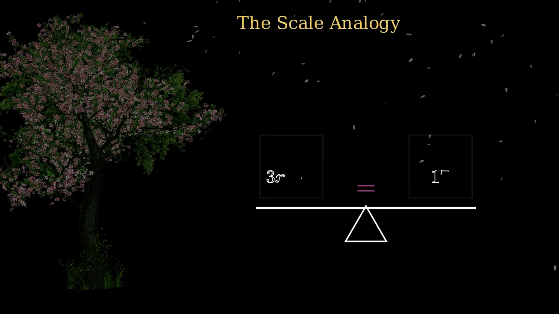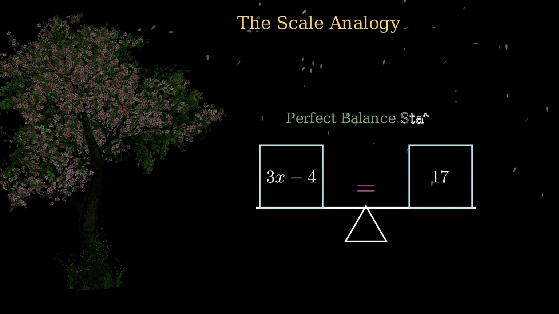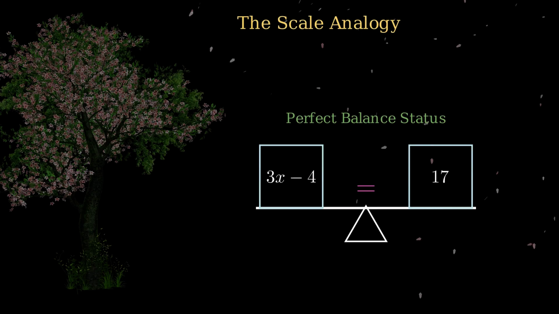Think of an equation as a perfectly balanced scale. The equal sign represents the center pivot. To keep the scale perfectly horizontal and balanced, the mathematical weights on both sides must always be exactly identical.